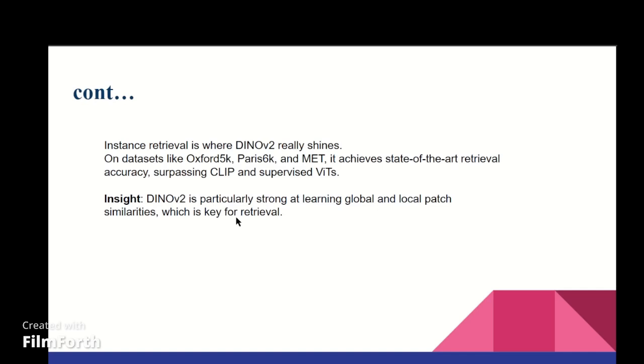So the key takeaway is that for instance retrieval, DINOv2 really shines on datasets like Oxford 5K, Paris 6K, and Met, and it achieves state-of-the-art retrieval accuracy, surpassing CLIP and supervised ViTs. And the key insight is that DINOv2 is particularly strong at learning global and local patch similarities, which is key for retrieval.